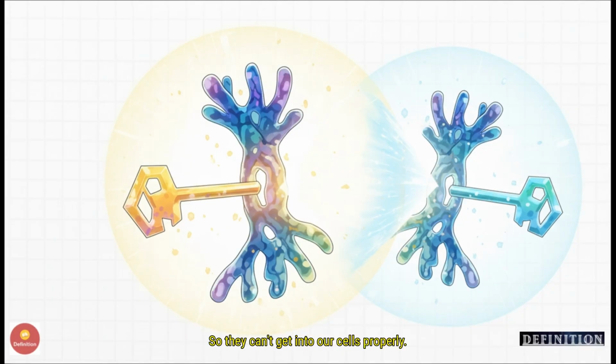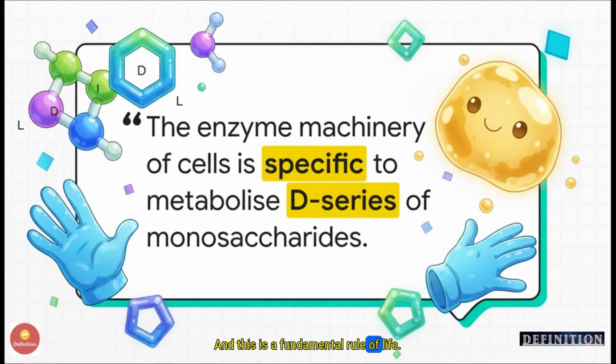They just don't fit. So they can't get into our cells properly, we can't use them for energy, and in fact, if they build up, they can even cause problems. And this is a fundamental rule of life. Our cellular machinery is specifically designed to handle the D series of sugars. It really is as simple as trying to shove your right hand into a left-handed glove. It just won't work. This idea, the stereospecificity, is one of the absolute core principles of biochemistry.